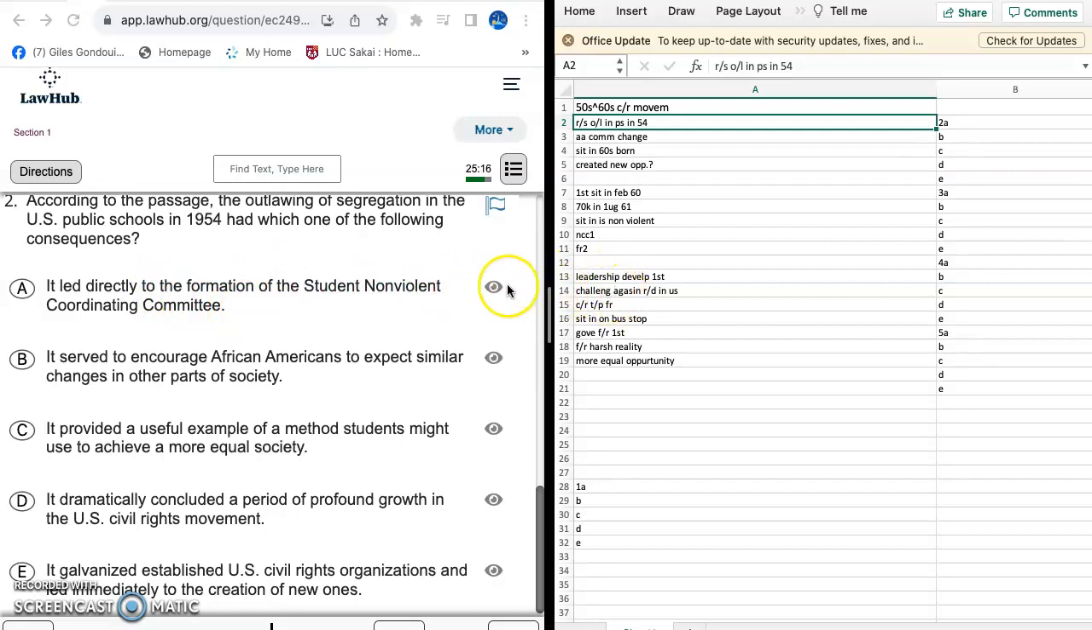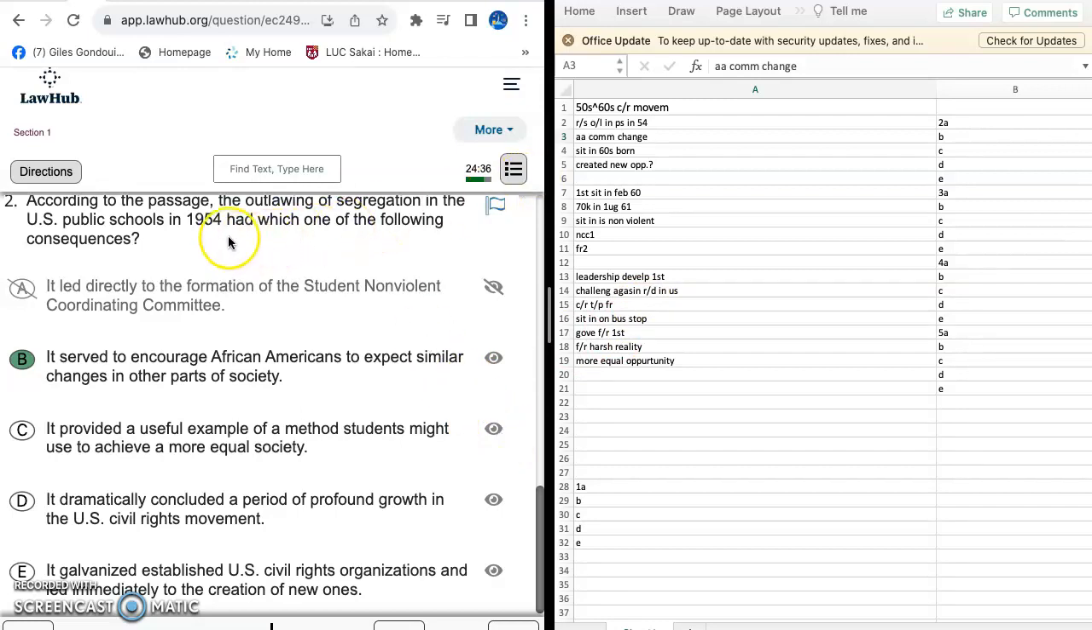No, we didn't get into that until the third paragraph. And there wasn't just one organization. There were actually two organizations. There were also Freedom Riders as well. It served to encourage African Americans to expect similar change in other parts of society. The African American community did a change, and that's pretty good with our notes that we took here, so let's select that one. Still going on, it provided a useful example of a method students might use to achieve a more equal society. That method of modeling wasn't really engaged until about the third paragraph, when they started to demonstrate it further.